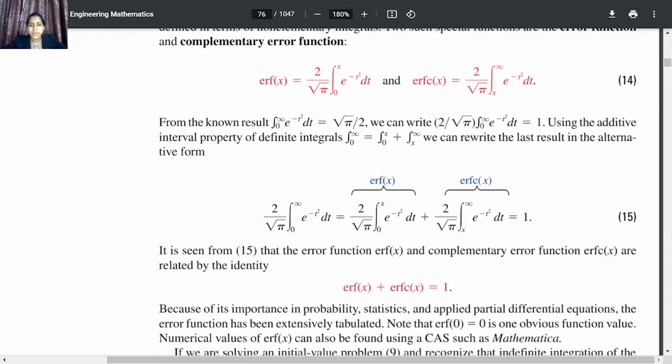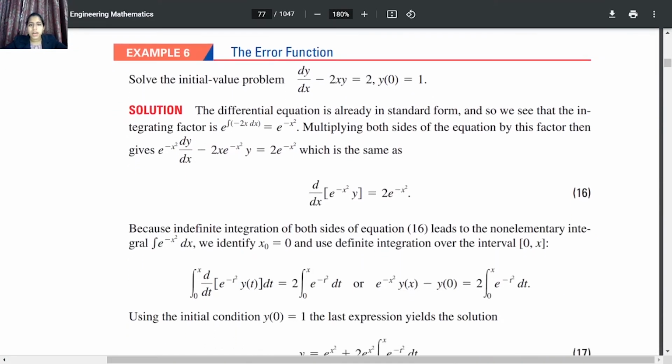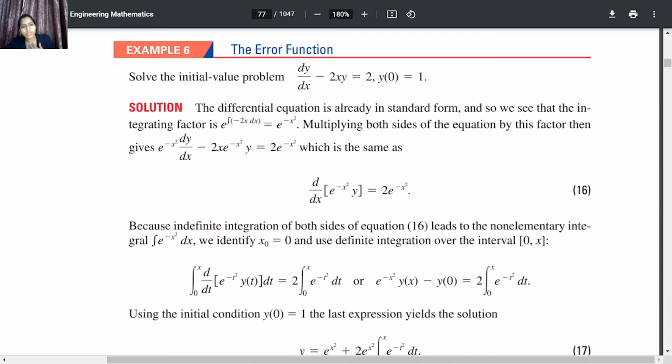So you can see that they are asked, it's just a normal differential equation initial value problem which is given to us. So we have dy by dx minus 2xy is equal to 2, y of 0 equal to 1. So this differential equation is linear, it is in the standard form. So here p of x is nothing but minus 2x, and f of x or q of x is equal to 2. So the integrating factor will be e raised to integral of minus 2x dx, that is, solving, we get it is equal to e raised to minus x square.